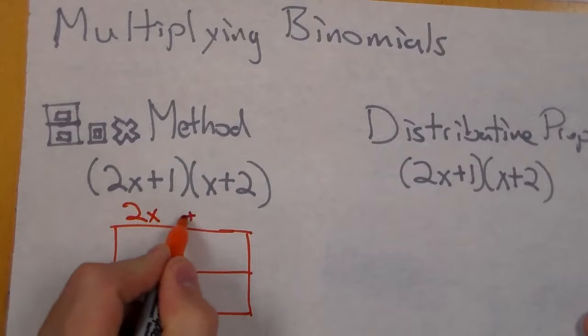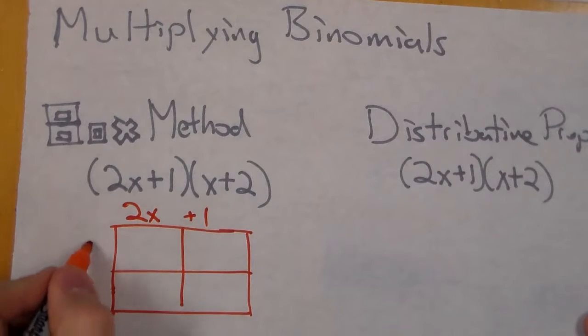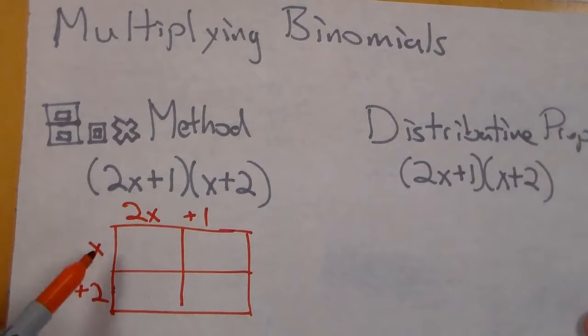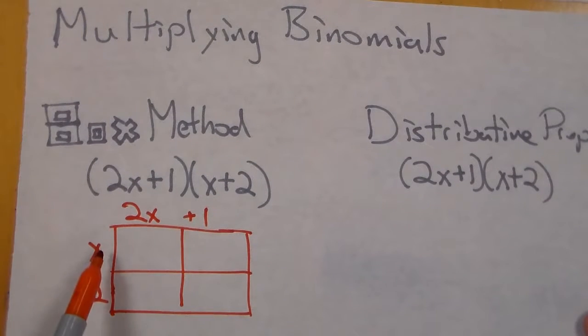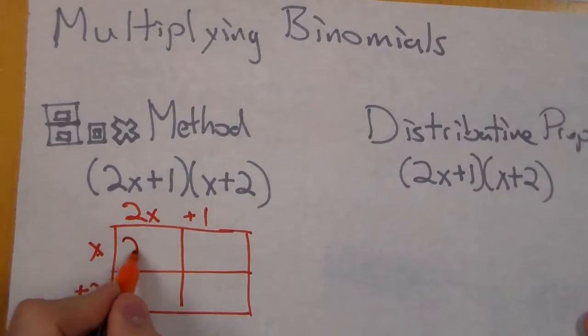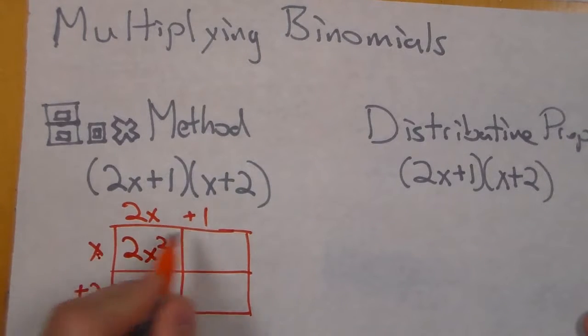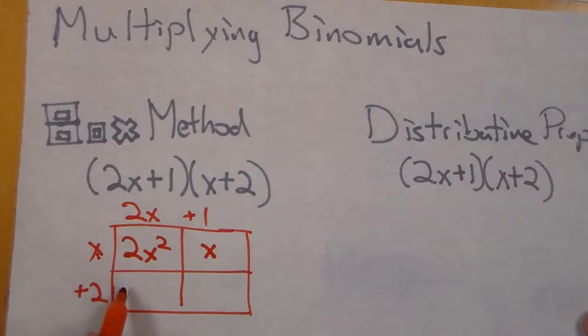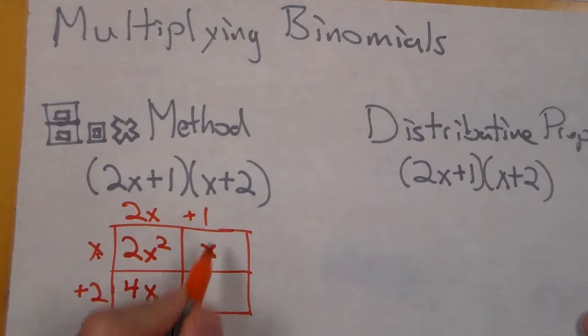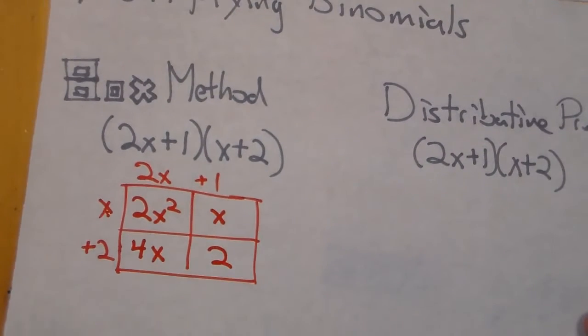And this is where we write one term on the top of the box and the other term on the side of the box, where each term gets its own row. So now when I go through and multiply, it's going to be x times 2x, which is 2x squared, x times 1, which is x, 2x times 2, which is 4x, and then 2 times 1, which is 2.